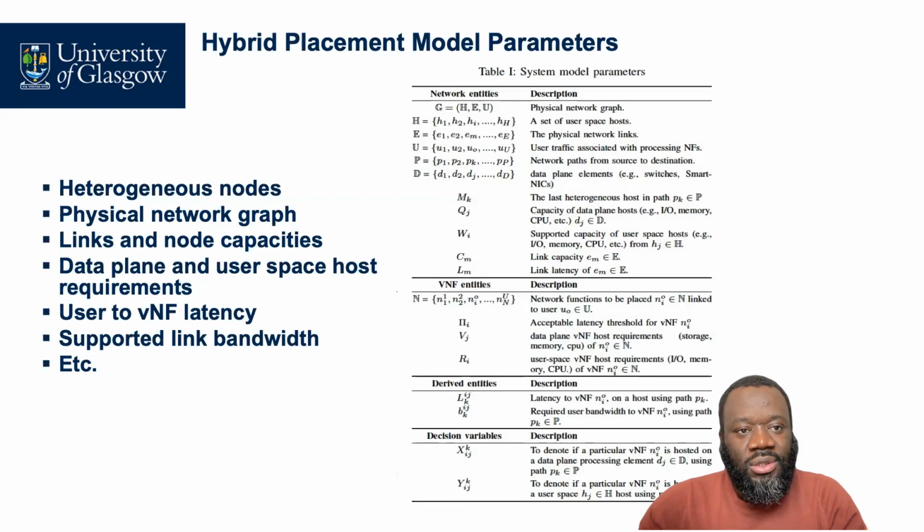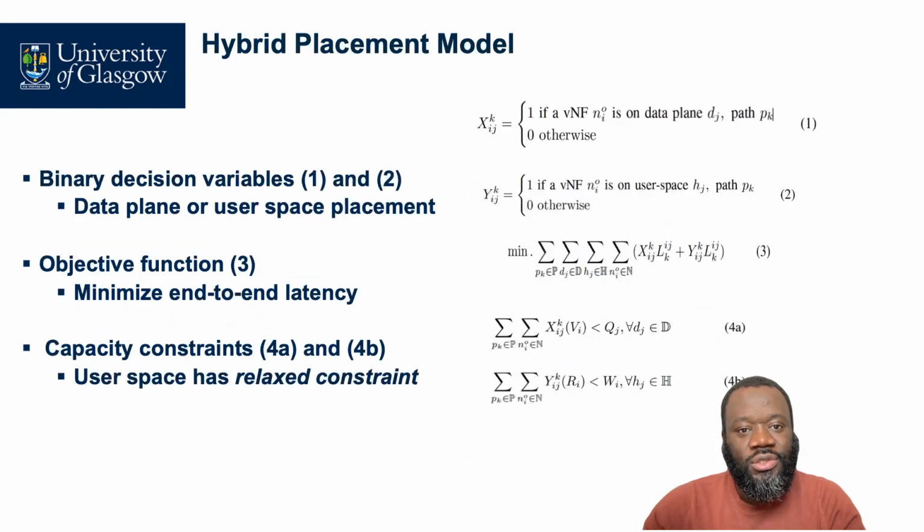The placement parameters, that's the model parameters. I'll quickly run through this. First, we've got the heterogeneous nodes, the physical network graph, that's G here. Links and node capacities, data plane, and user space host requirements. We've got user to vNF latency, supported link bandwidth, and all the requirements, such as the network functions to be placed, supported capacity of user space and data plane, link capacity, and link latency. These are all parts of the parameters we considered for the model.